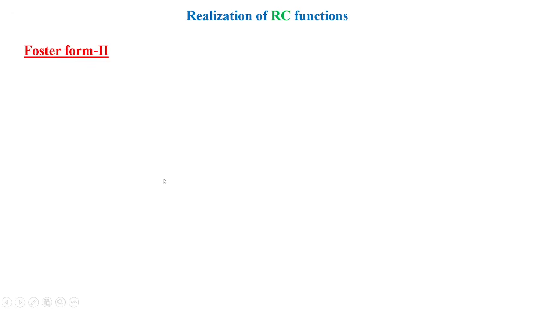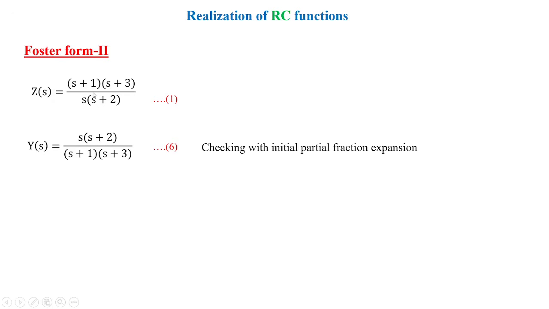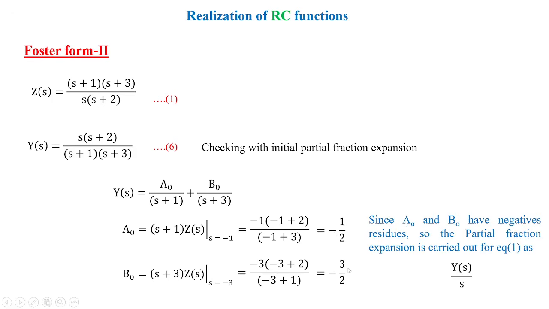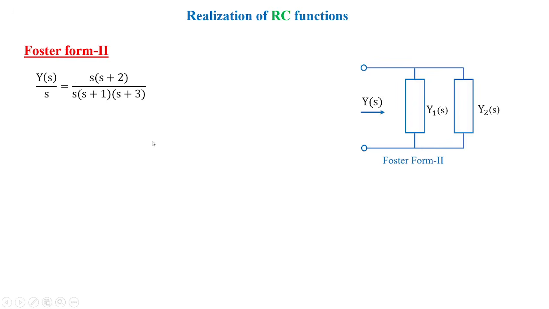What about Foster form 2? Now take the impedance function and take Y of s, the admittance of s, that is the inverse of this Z of s value. So equation 6 is framed, and again we are identifying whether the residues are negative or not. That can be done with the help of partial fractions, and here you can see we got the residues. When the residues are negative, then we can change equation 6 to Y of s by s. Hence the admittance is changed to Y of s by s.